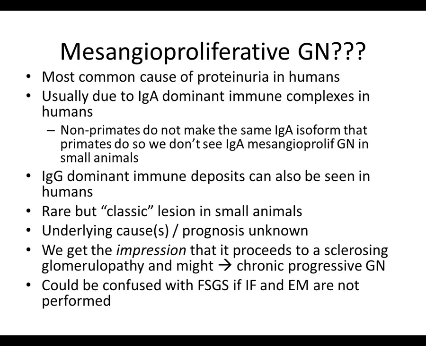So if you didn't have immunofluorescence and you didn't have EM and all you were looking at was light microscopy, you could confuse this with a focal segmental glomerulosclerosis, which is one of the cases we looked at last month. That highlights the need for EM and immunofluorescence to verify that there are actually deposits in there that are mediating this process.